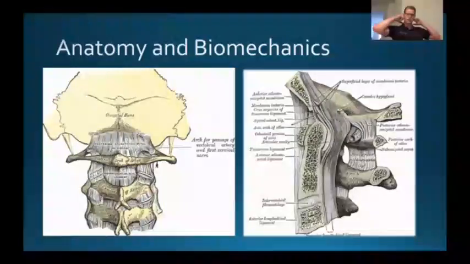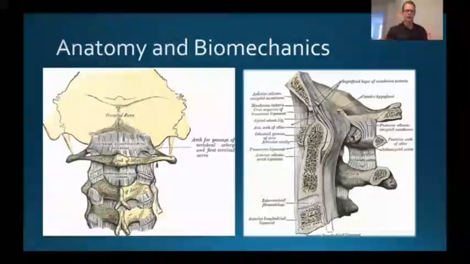So the pattern of referral for the C1 nerve is going to be up into the posterior occiput and even referring around the head, around behind the eyes, and that's very similar to cervicogenic headache referral patterns.